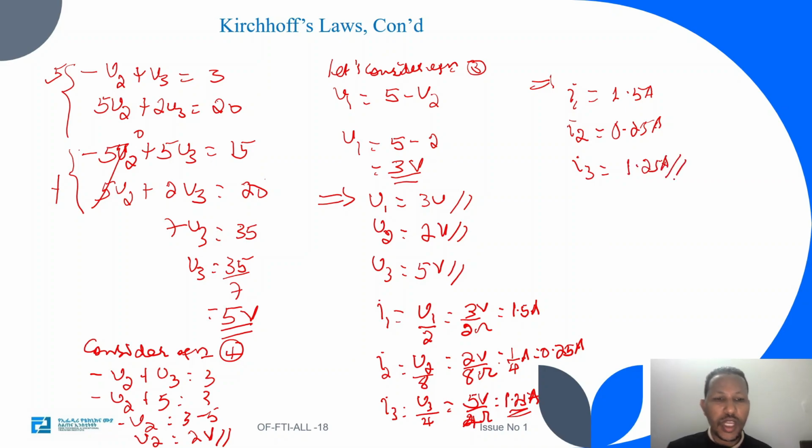So that's how we can apply Ohm's law, Kirchhoff's voltage law, and Kirchhoff's current law. And by application of these laws, we can determine the voltage and current through the elements in the circuit.